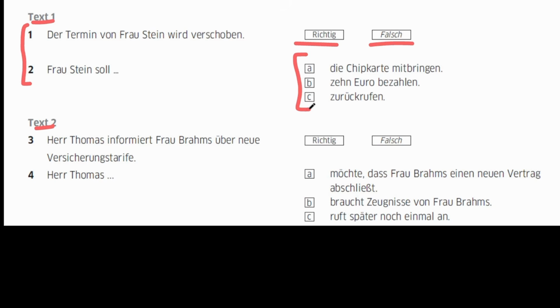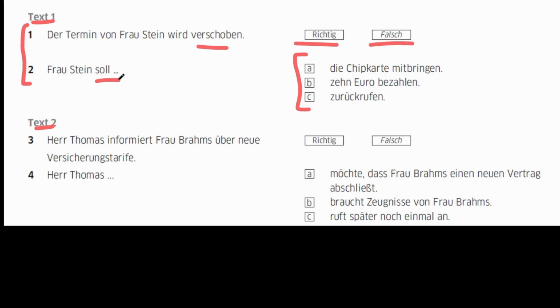So let's first look at question number 1, in which it says der Termin von Frau Stein is postponed. Now, there is a 50-50% chance whether the meeting was postponed or it happened at the same time. Now remember, obviously, they're not going to give you the information directly. Instead, they're going to give you some kind of explanation which will hint whether the meeting happened in the future or it happened at the same time.